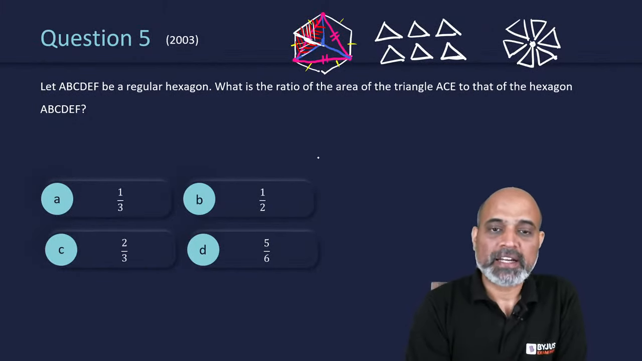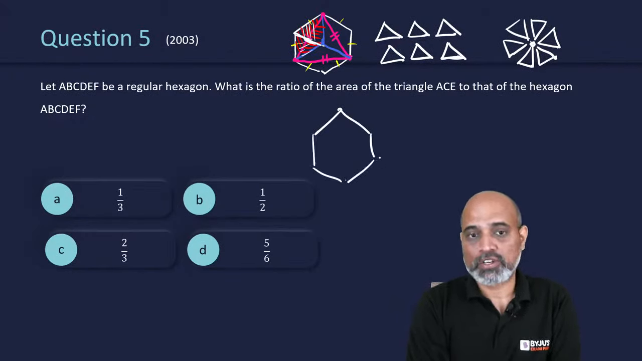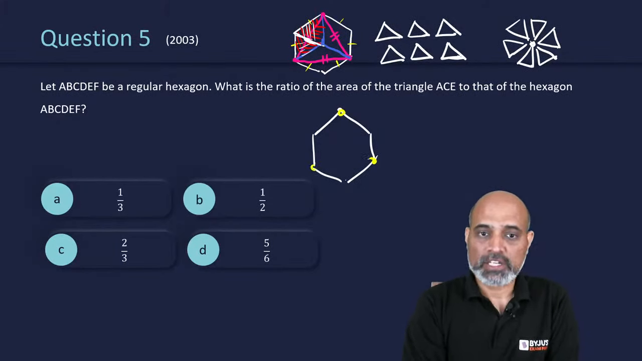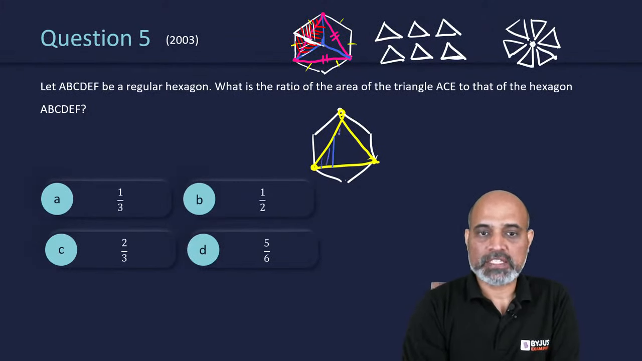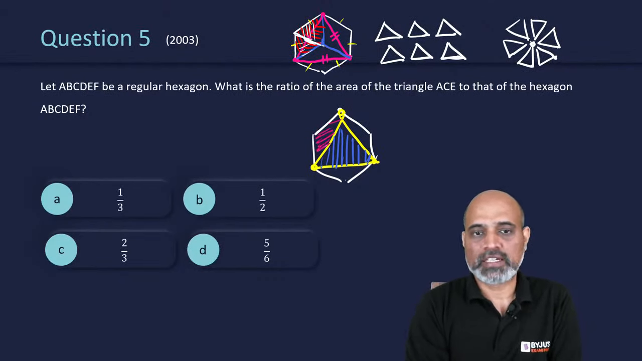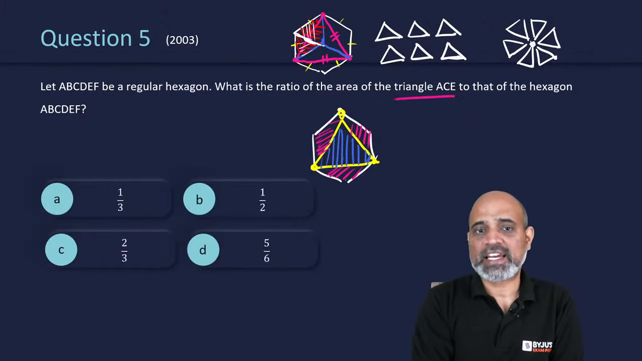But the major pattern that the question is dealing with is: in a regular hexagon, if we take the alternate vertices and join them, then what is the area that you have inside and what is the area that you have outside? So we just saw that the areas are same. So the ratio of the area of the triangle ACE.